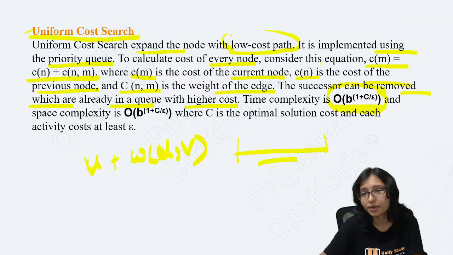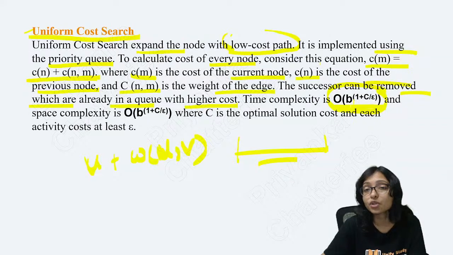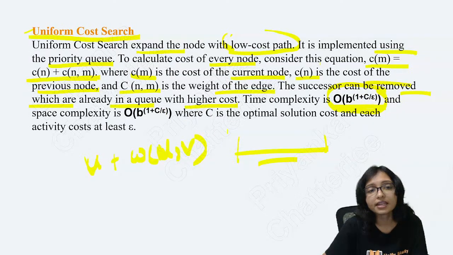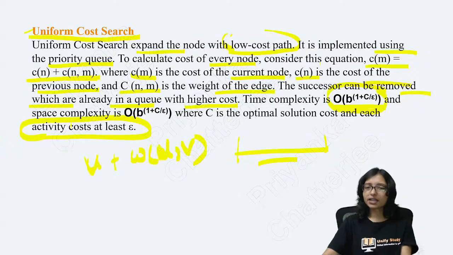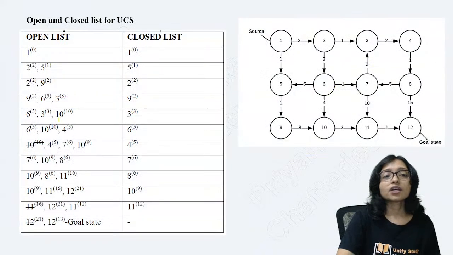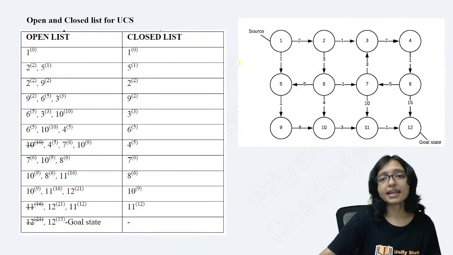Questions are coming from here. Order of b to the power 1 plus C star by epsilon. Here epsilon is the action cost, at least epsilon. Okay, so here you can see an example.